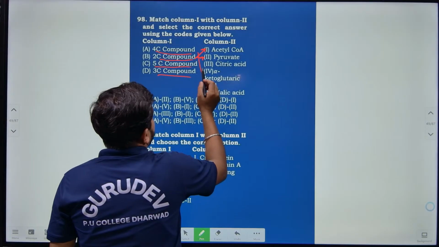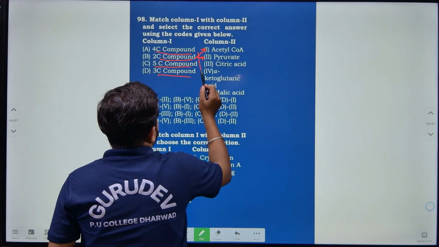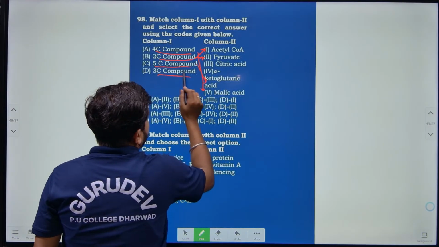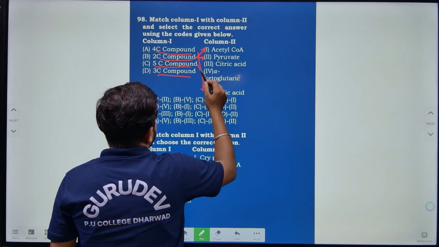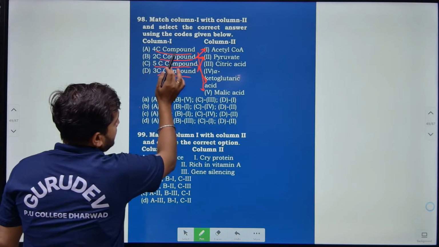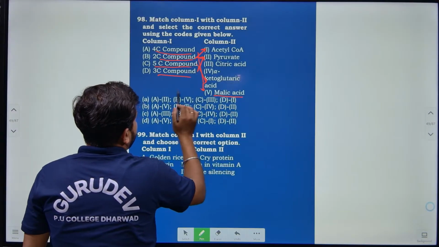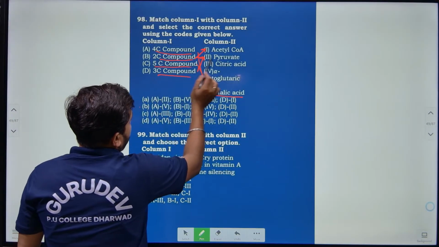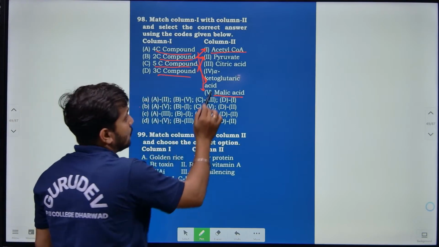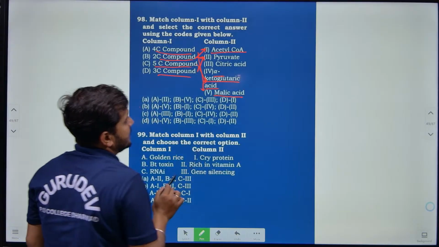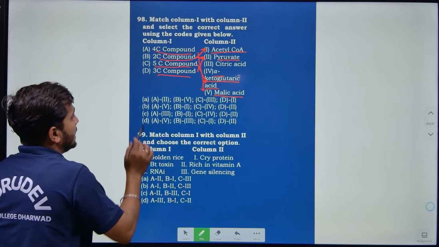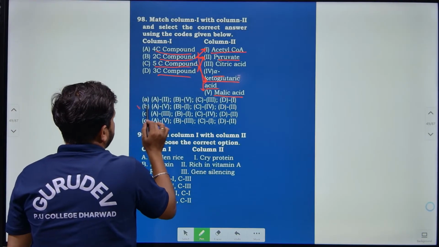Then the 5 carbon compound is majorly alpha ketoglutaric acid. Then the 3 carbon compound is majorly pyruvate. So according to that, the 4 carbon compound is malic acid, the 2 carbon compound is acetyl CoA, the 5 carbon compound is alpha ketoglutarate, and the 3 carbon compound is pyruvate. So here, answer B is correct.